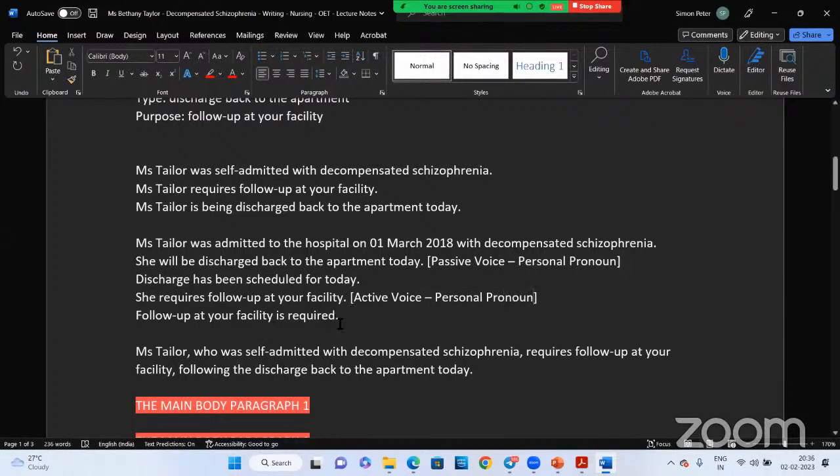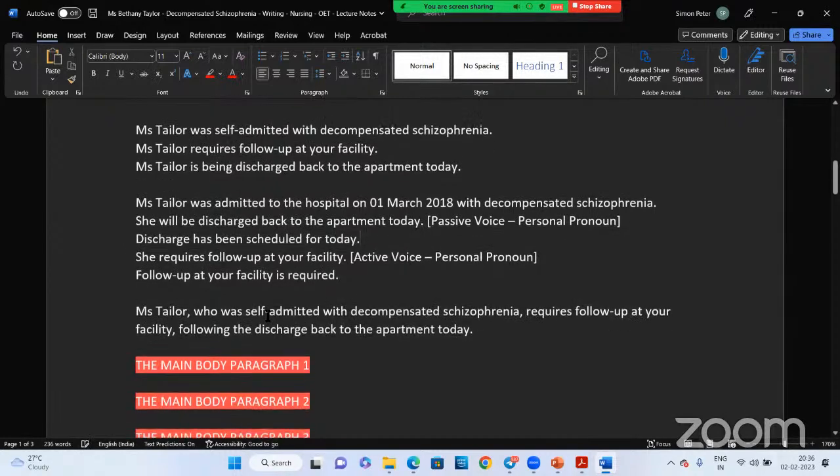Follow up at your facility is required. Is anticipated. Okay. So this is the way how you can write. Same sentence. These two sentences are same. So this I am putting in bracket. Okay. Fine. Let it be like that.